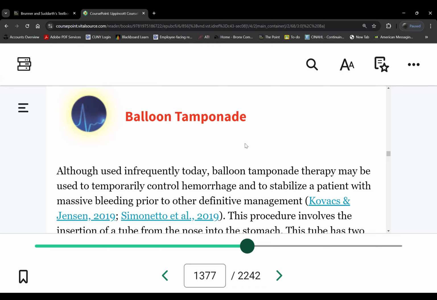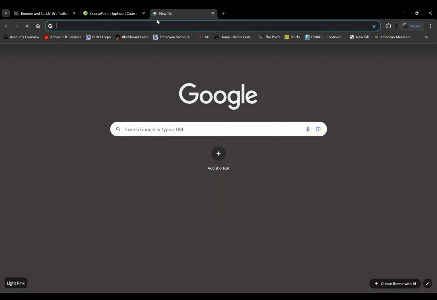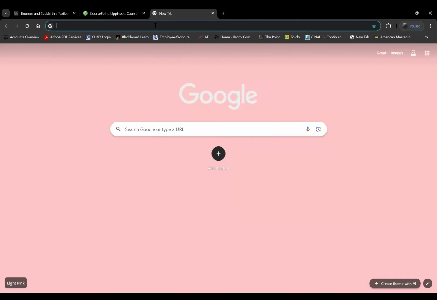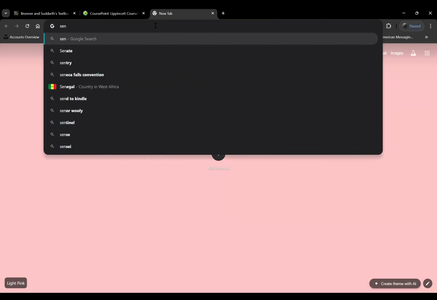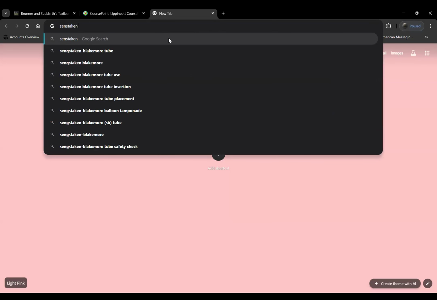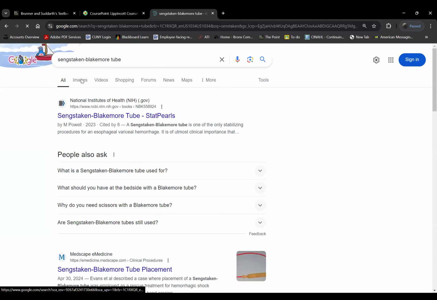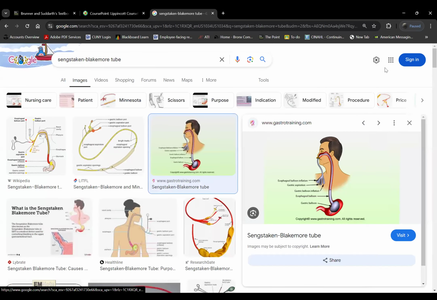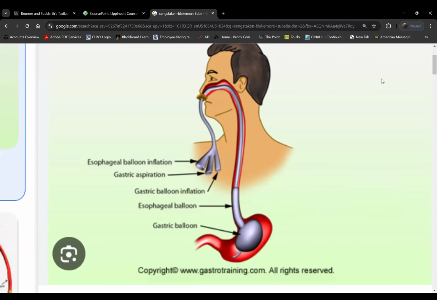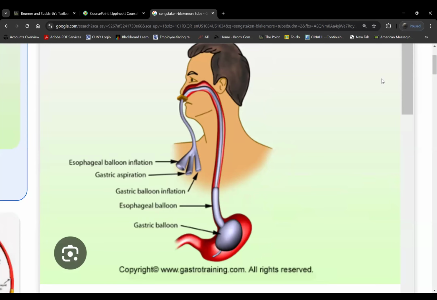So what they'll do is insert a balloon tip catheter called a Sengstaken-Blakemore tube. Let's just call it an EG tube, esophagogastric balloon tamponade. So this is what it looks like. It's a huge catheter. So insert it through the nose or through the mouth. It's big, okay?